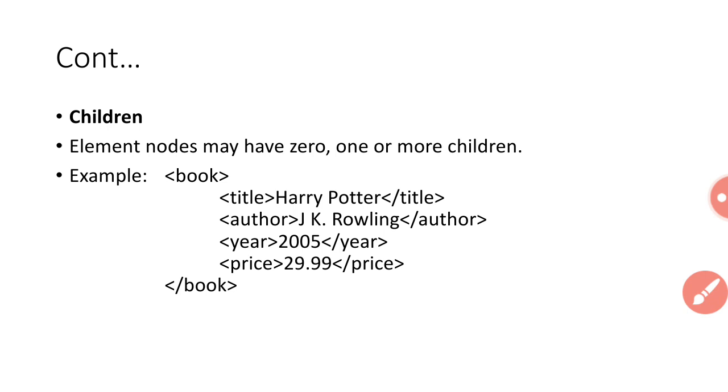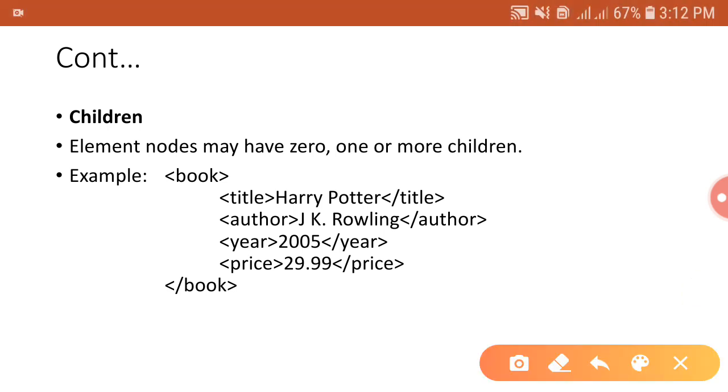Element nodes may have 0, 1 or more children. Okay, look at the example here. Here title, author, year, price elements are all children of book element. Okay, title, author, year, price are children of this book element.